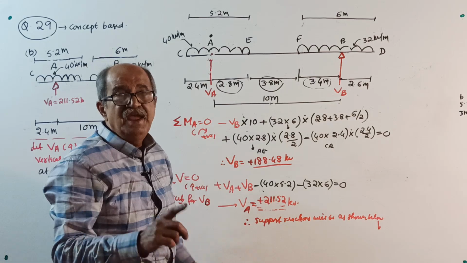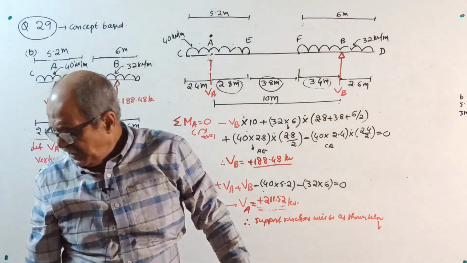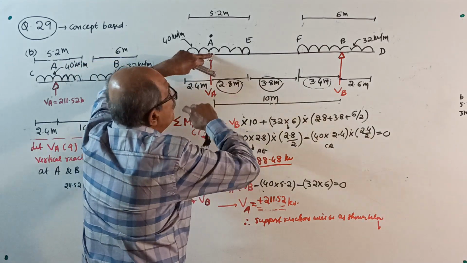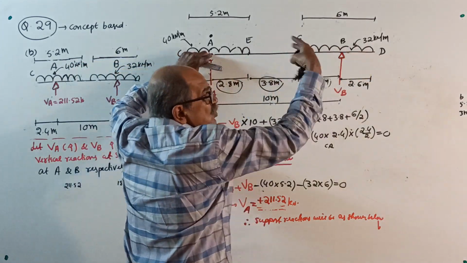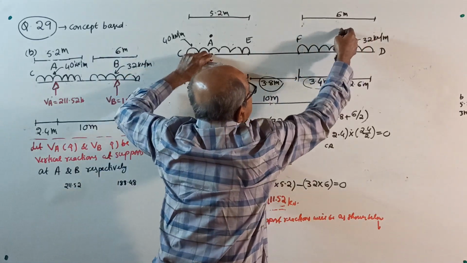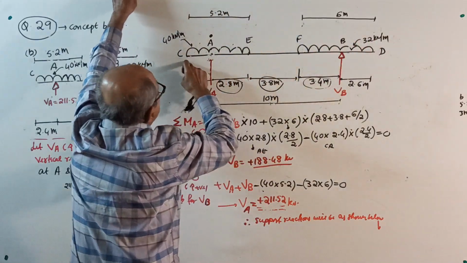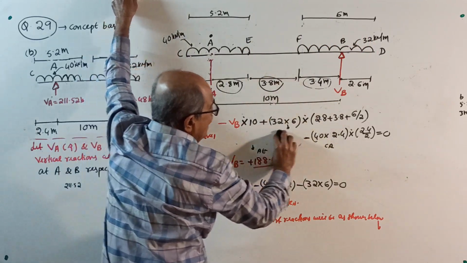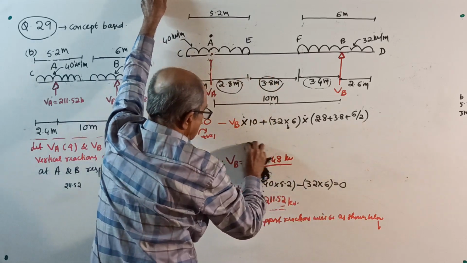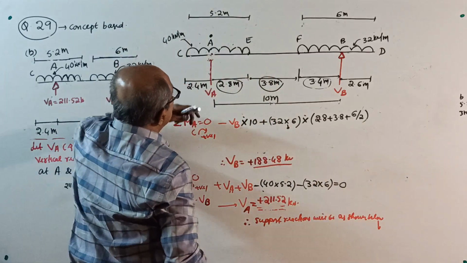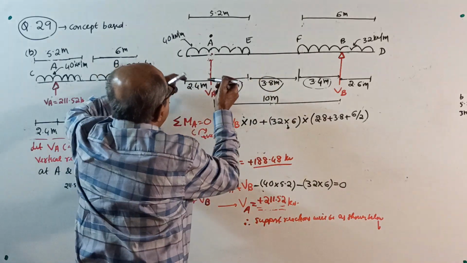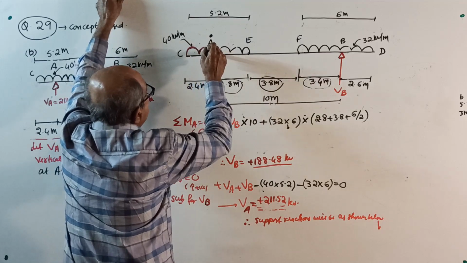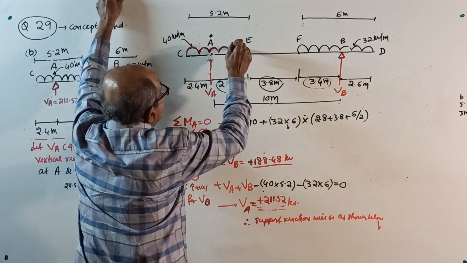You write a note here. Suppose, when you take moment about A, that UDL is no problem. Total UDL into center. Here, we took it separately on either side, but suppose you consider the entire UDL in a single stretch. Take a red color and mark it here.